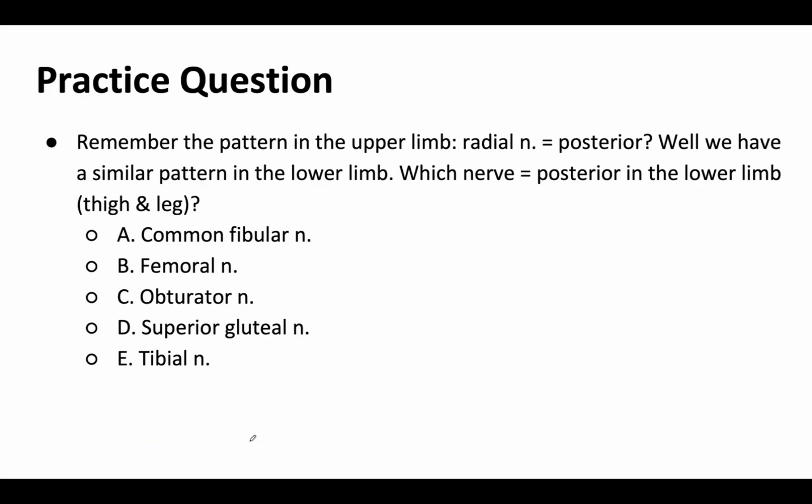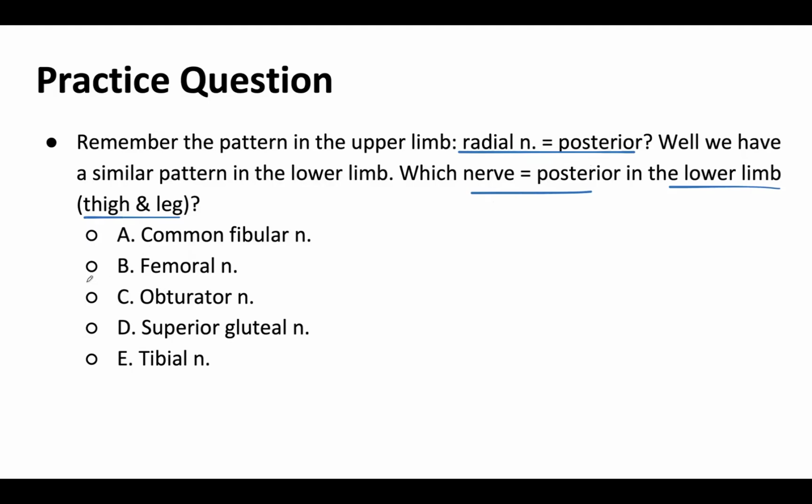Excellent. We have reached the practice question, and this is a point I really want you to get, so I have asked a question about it. Remember the pattern in the upper limb. Radial nerve equals posterior. Remember that? Well, I just talked about it, so hopefully so. Well, we have a similar pattern in the lower limb. Which nerve equals posterior in the lower limb, specifically the thigh and the leg? What do you think?